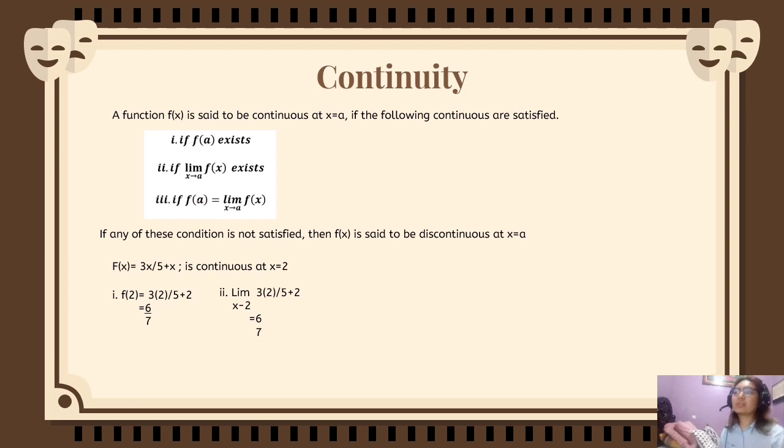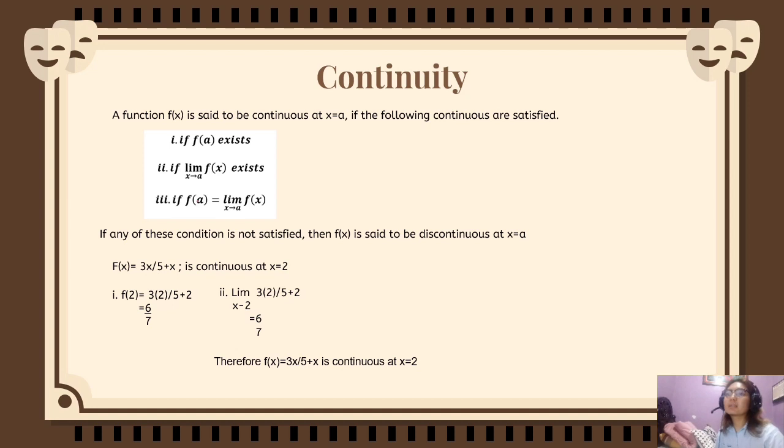So, ano ba ibig sabihin pag parehas to? Ibig sabihin yan, continuous siya. Continuous and satisfied. Okay? This is a continuous equation. So, tama nga itong continuous. Therefore, f of x is continuous at x equal 2.